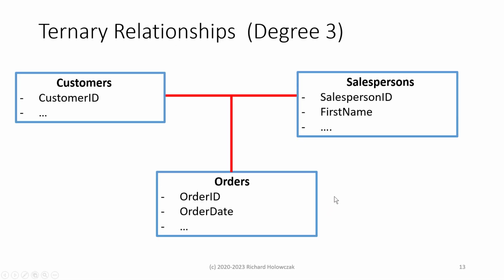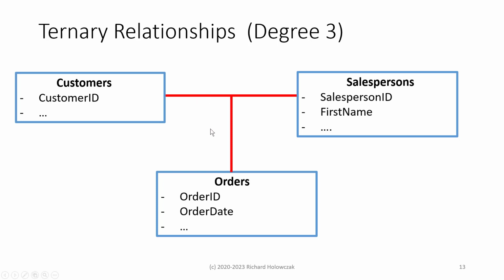The next topic I want to talk about are relationships that have degree 3 or degree 1. All of the relationships that we have discussed so far have had degree 2, meaning 2 entities involved in the relationship. And now I want to talk about a couple of other variations. So here's a common example. We have customers who are placing some orders and they're being helped out by a salesperson. This is very typical. Customer being helped by a salesperson to place an order.